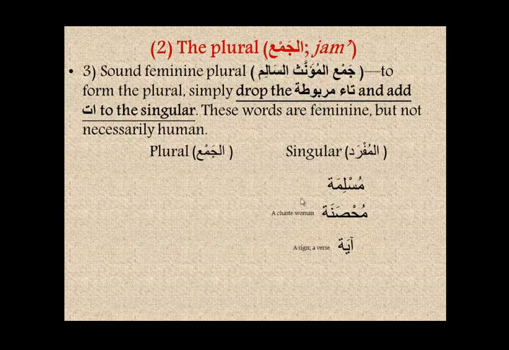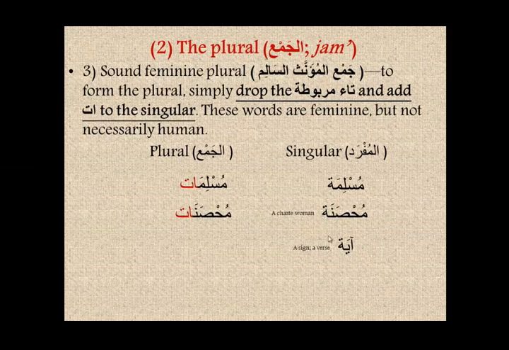Let's take a look at a few examples. We have muslimah, which is a single female believer of the Islamic faith. If we drop the ta marbuta and add at to the end, we get muslimat. We have the word muhsana, which is a chaste woman. Again, dropping the ta marbuta and adding at, we get muhsanat.